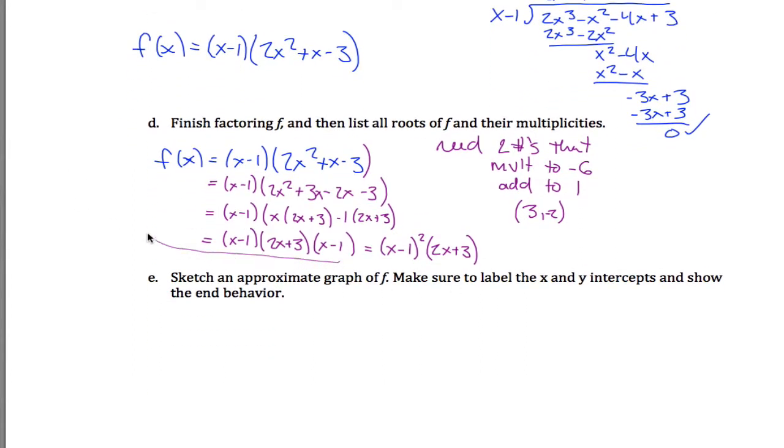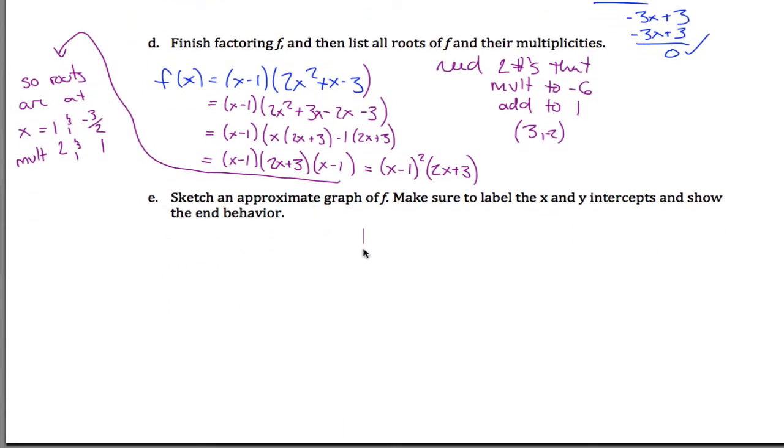Now list all the roots and their multiplicities. Roots are at x equals positive 1. And if 2x plus 3 equals 0, subtract 3, divide by 2, x equals negative 3/2. And then the multiplicity of 1 is 2. And the multiplicity of negative 3/2 is 1.